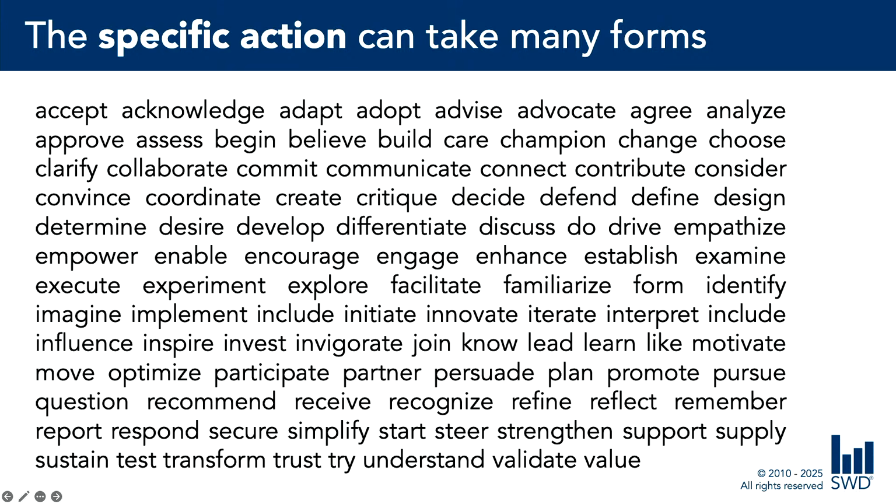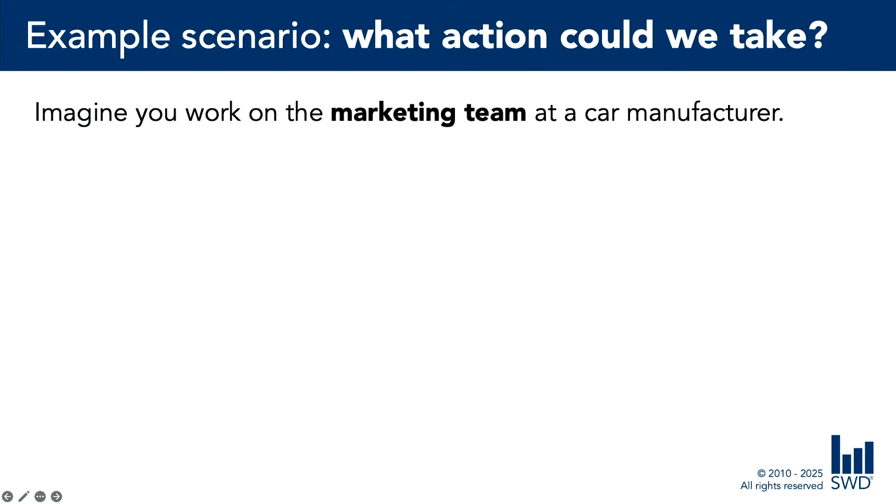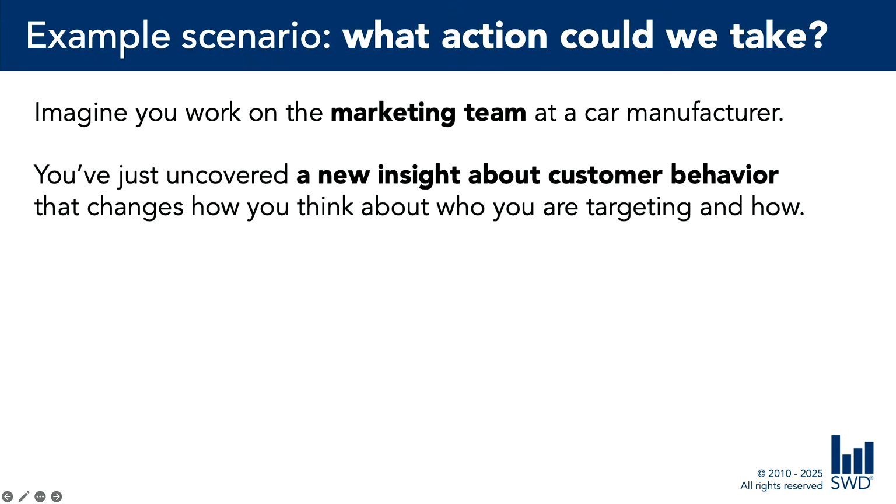One way to get clear on what action might be appropriate is to ask yourself a simple question. What do I want my audience to think, feel, or do differently as a result of my communication? Let's take a look at an example. Let's imagine for a moment that you work on the marketing team at a car manufacturer, and you've just uncovered a new insight about customer behavior that's actually changing how you think about who you're targeting and how.